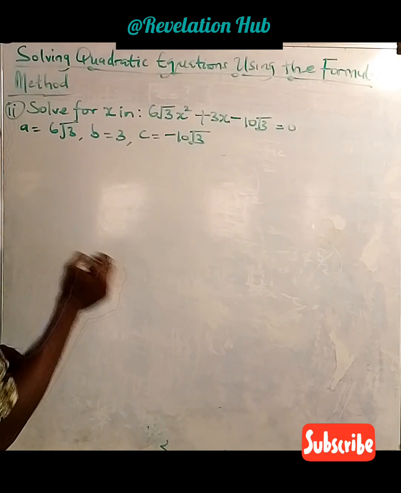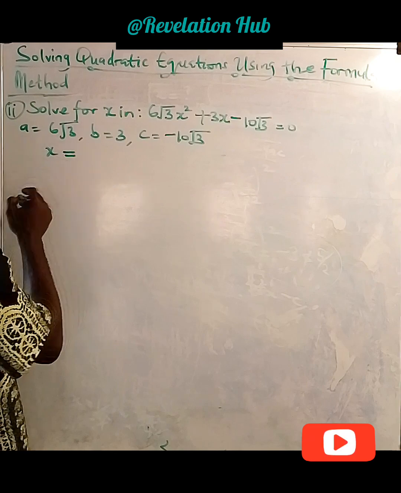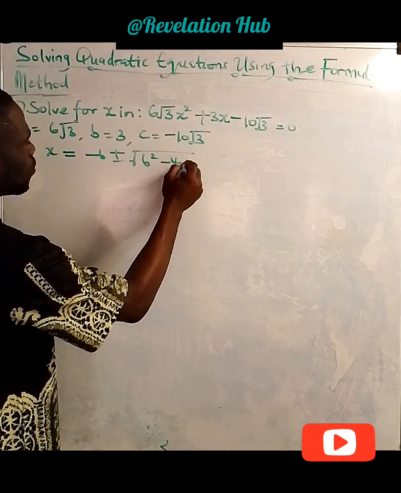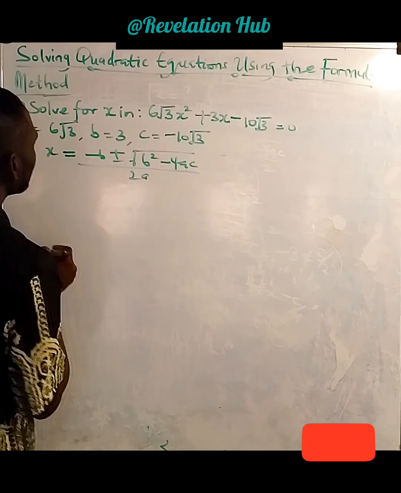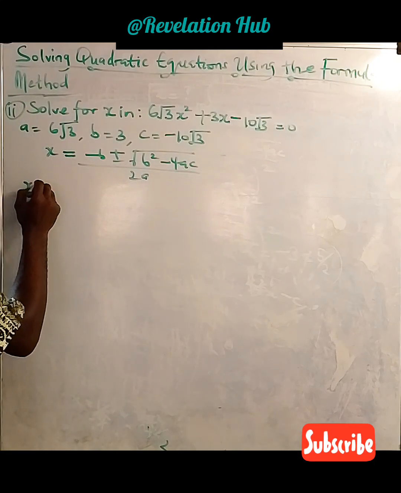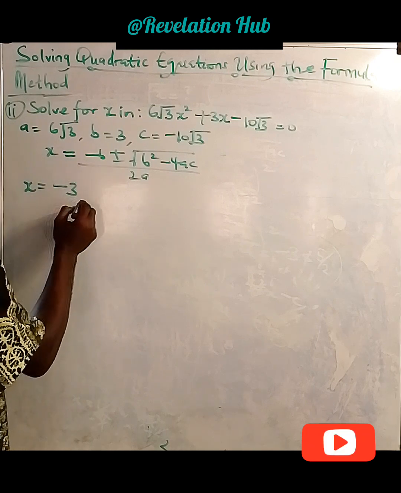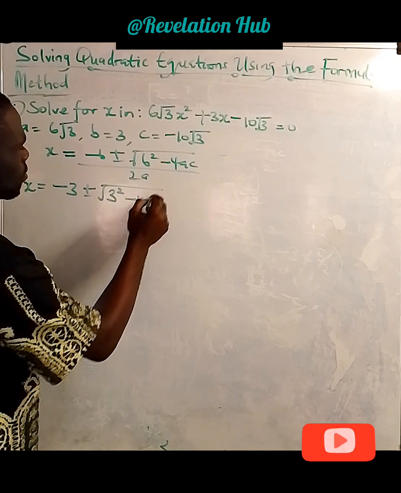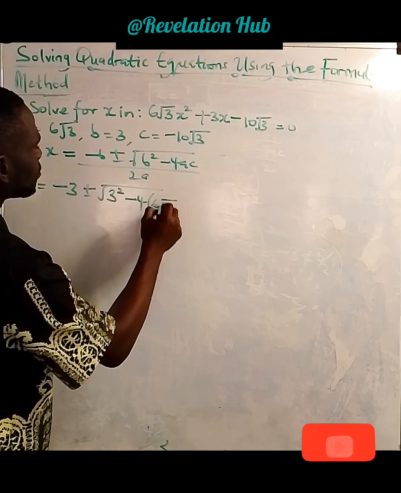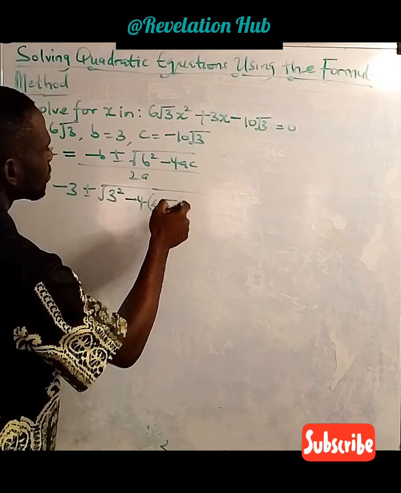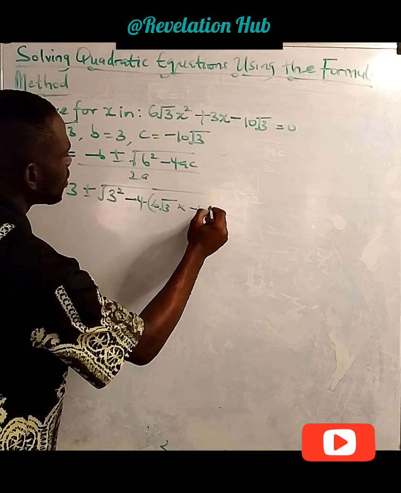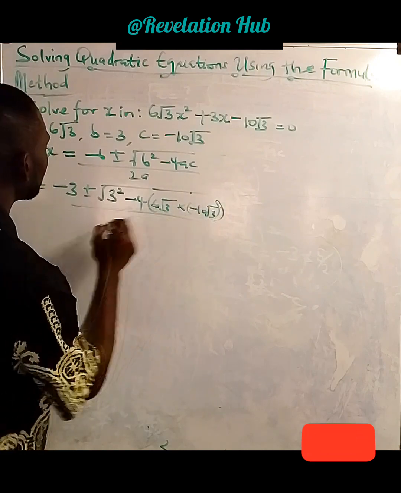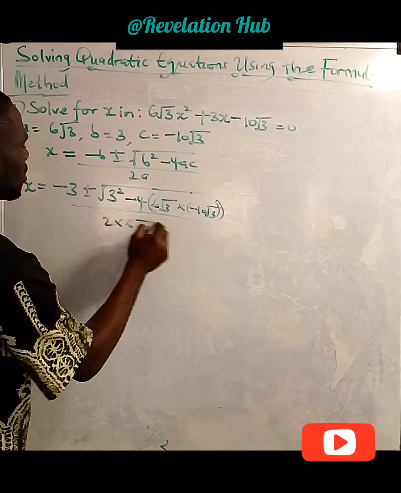So what's our formula? There's the almighty formula, or the quadratic formula: x is equal to minus b plus or minus the square root of b squared minus 4ac, over 2a. So we're looking for the values of x. x is equal to minus b, that's 3, plus or minus b squared, that's 3 to the power 2, minus 4 times a, which is 6 root 3, times c, which is minus 10 root 3, like this. We just have this over 2 times a, which is 6 root 3.